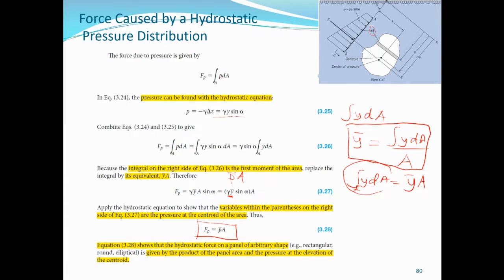Okay, so the equation shows the hydrostatic force on a panel of arbitrary shape. It can be rectangular, elliptical, or anything. It is given by the product of the panel area and the pressure at the elevation of the centroid. We'll take some examples to demonstrate this.